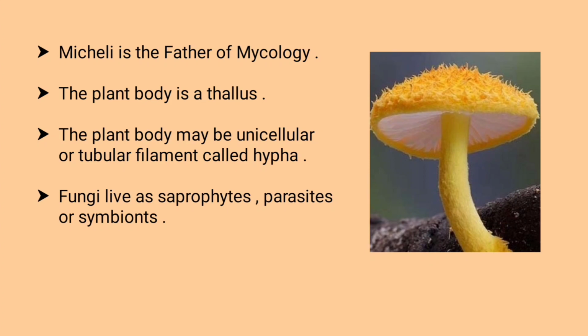The plant body may be unicellular or a tubular filament called hyphae. Generally, the fungal structure is either unicellular or multicellular. The yeasts are unicellular, and except for them, all the fungi are multicellular. Unicellular means they are made up of only one cell. And either their structure is a tubular and filamentous structure, known as hyphae. The fungi live as saprophytes, parasites or symbionts. The fungi are non-chlorophyllous. It means they do not possess a photosynthetic process and they do not make their own food.